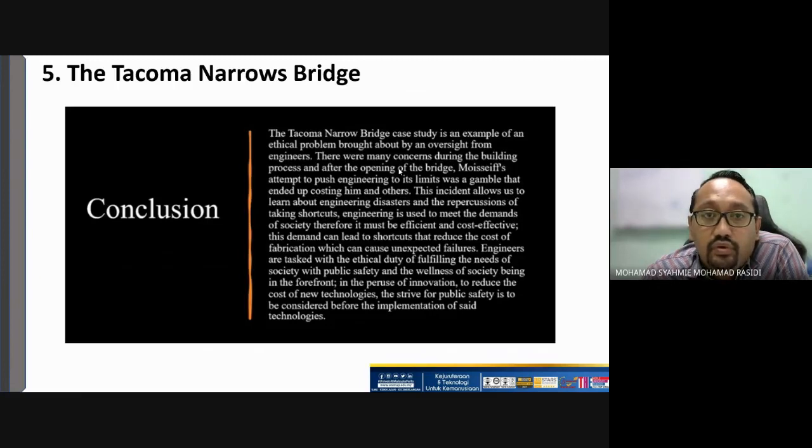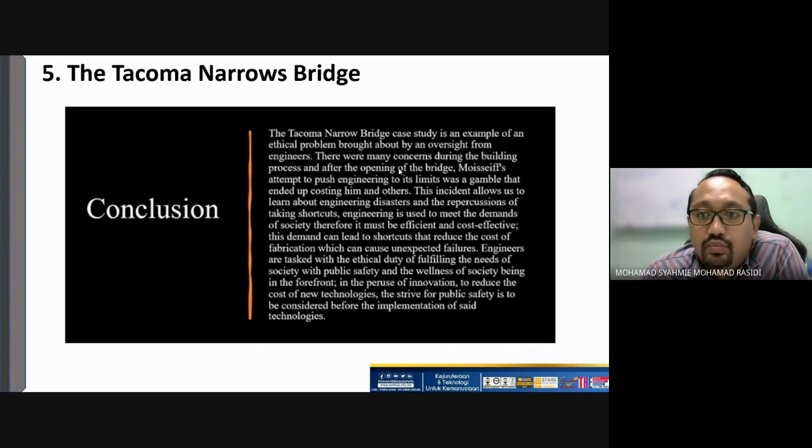Okay, so in conclusion, the Tacoma Narrows Bridge case study is an example of an ethical problem brought about by an oversight from engineers. There were many concerns during this building process, and after the opening of the bridge, a massive attempt to push engineering to its limit was a gamble that ended up costing him and others. This incident allowed us to learn about engineering disasters and the repercussions of taking shortcuts.